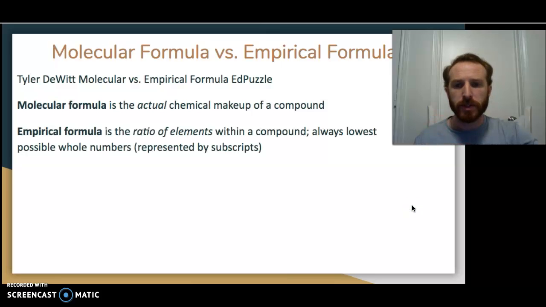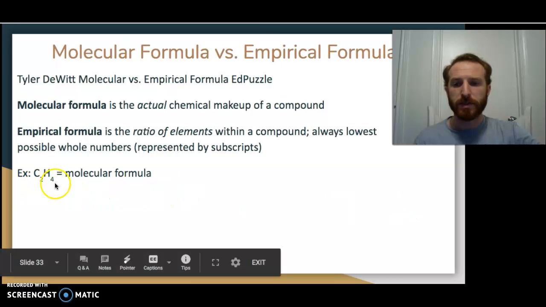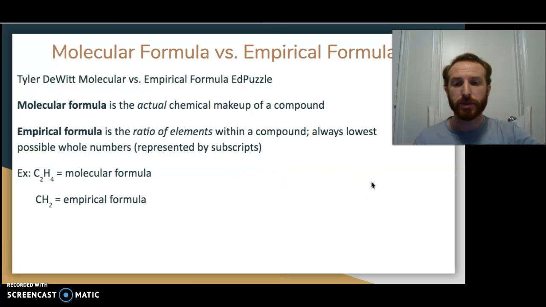The empirical formula is just the ratio of the elements within that compound, in the lowest possible whole numbers. Surprisingly, all the ones I mentioned have the same empirical as molecular formula, because you cannot simplify the ratio of atoms of the different elements in them. But if you can, then that would be the empirical formula. So if C2H4 is the molecular formula, its empirical formula is CH2, because you can simplify both of those numbers if you divide them by 2.